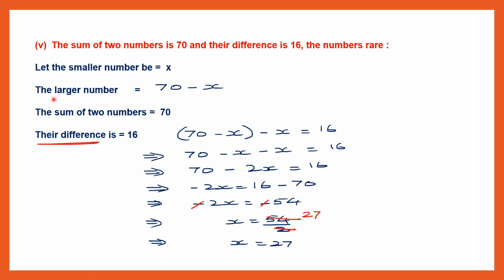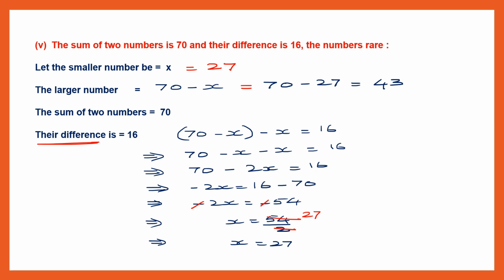Now we can find the larger number. So that means the smaller number is 27. So here the smaller number, we can write it here, is 27. And the larger number is 70 minus x. That means 70 minus 27. 70 minus 27 is 43.